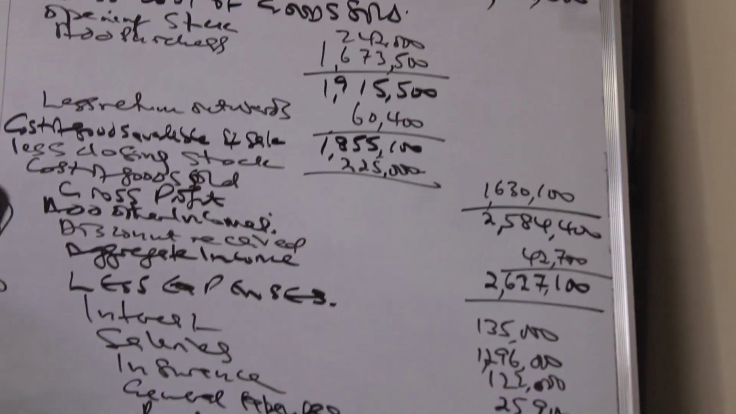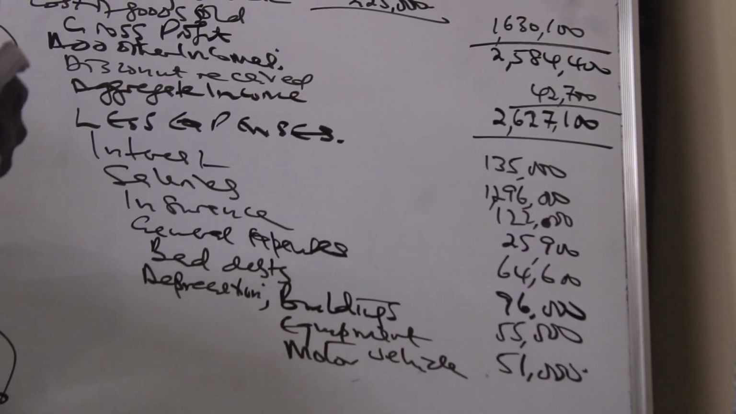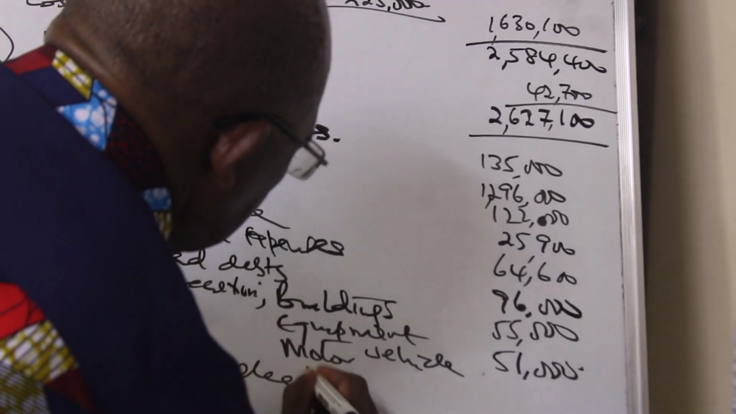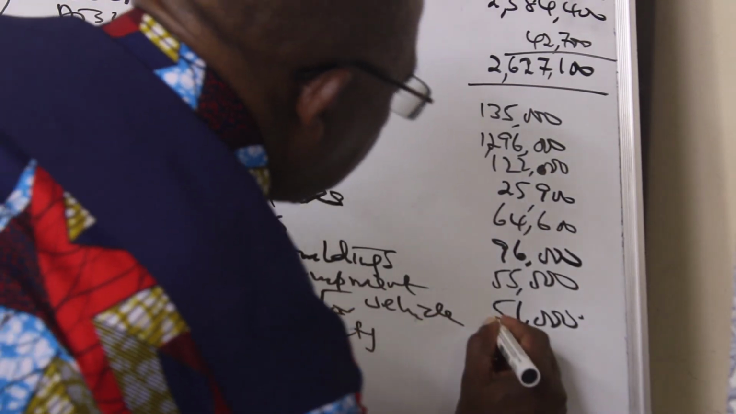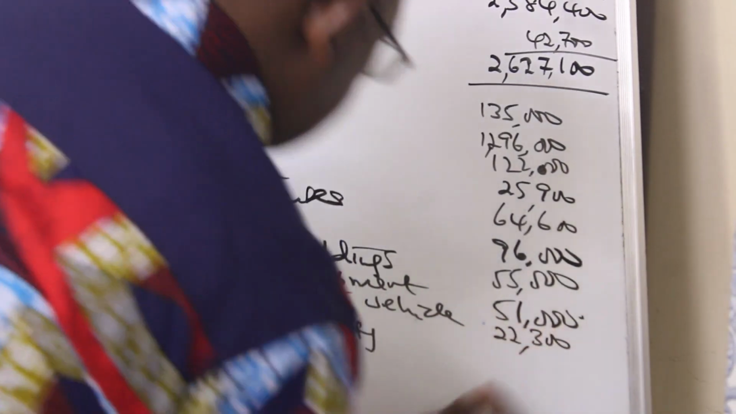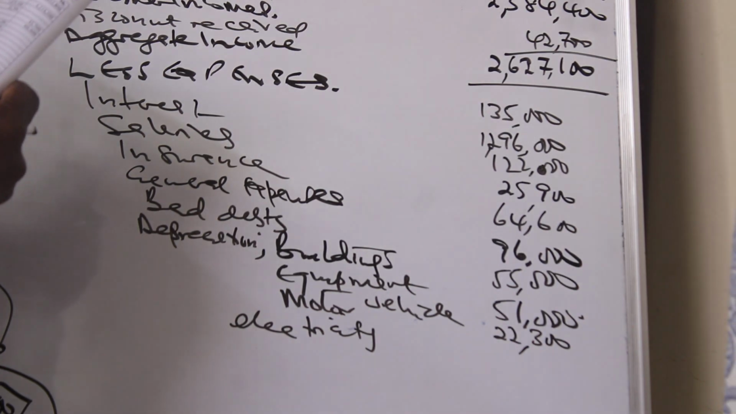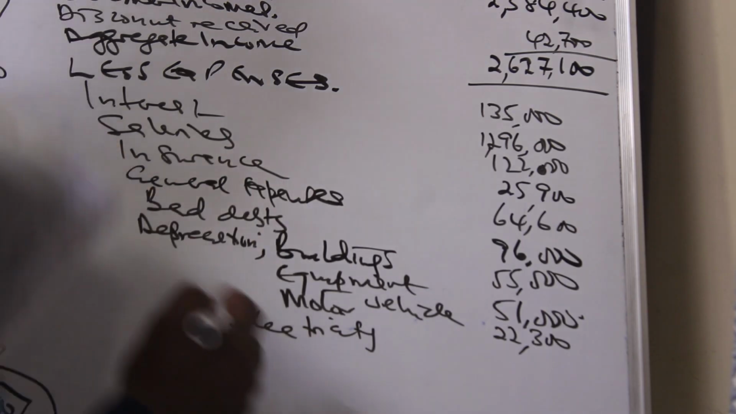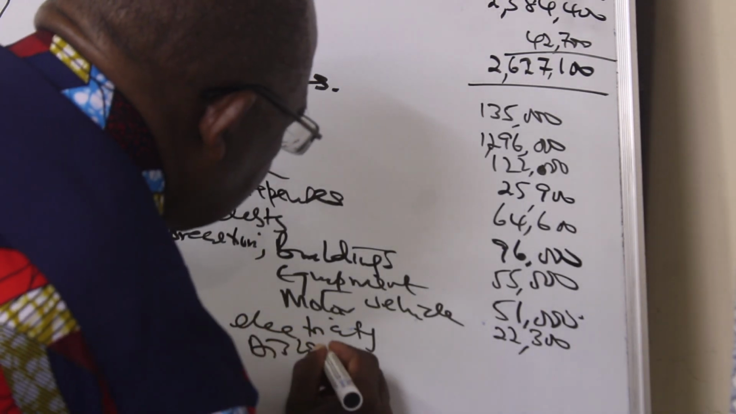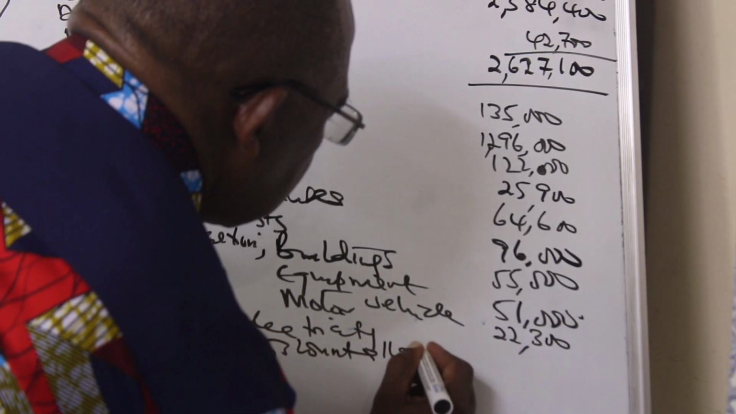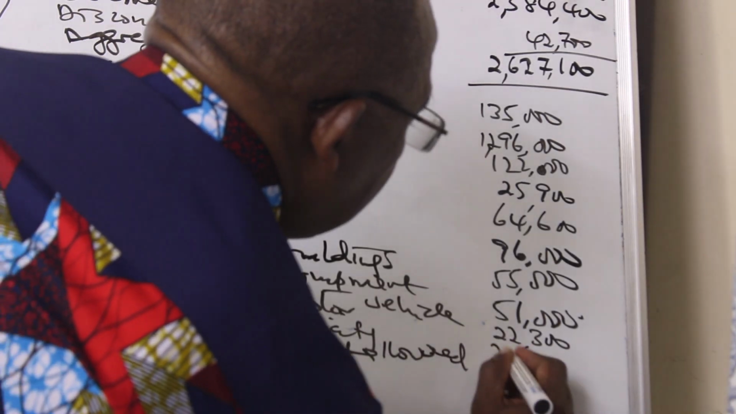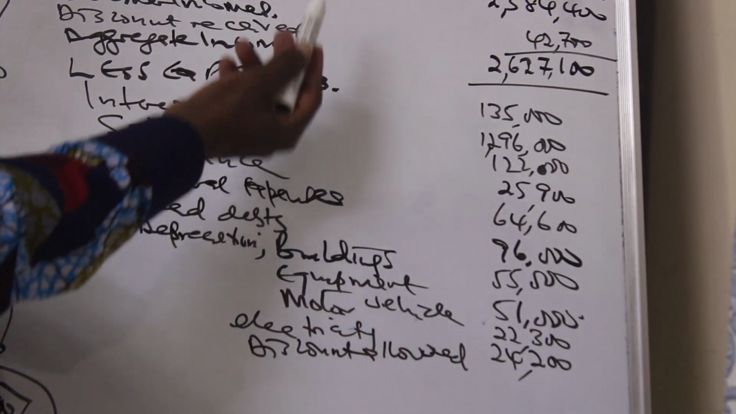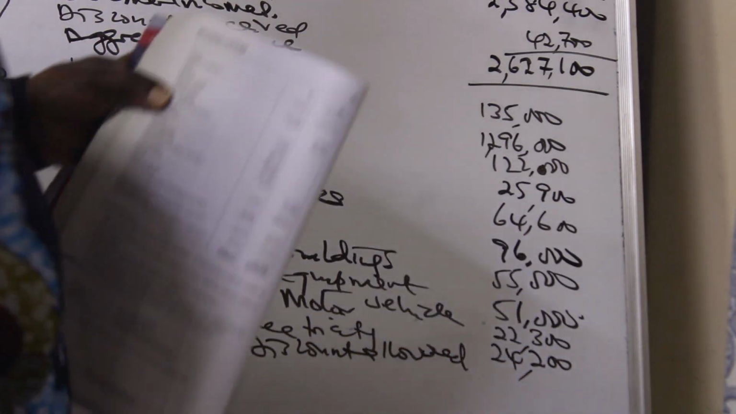So we move on and get the list from the trial balance. We have electricity expenses 22,300. Discount allowed 24,200. You must know the difference between discount received, which is an income, and discount allowed, which is an expense.